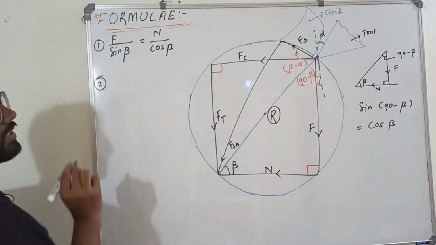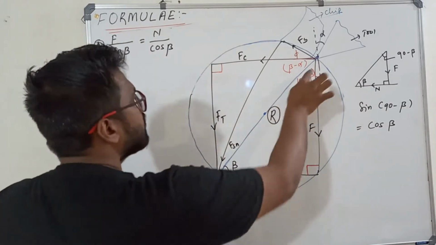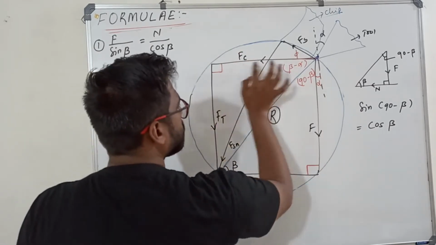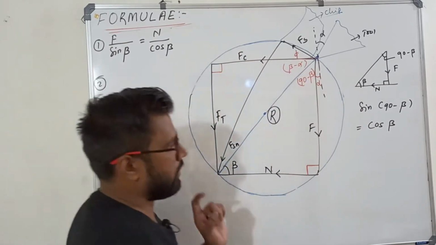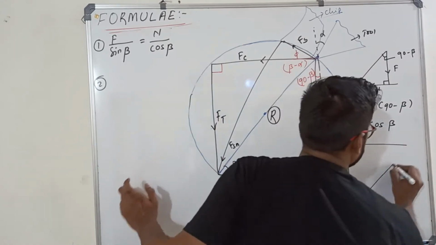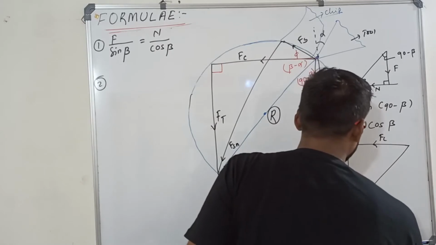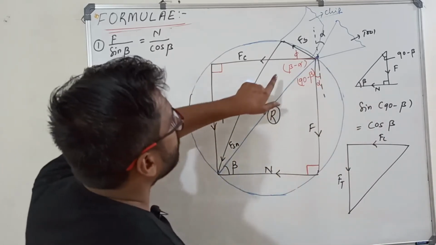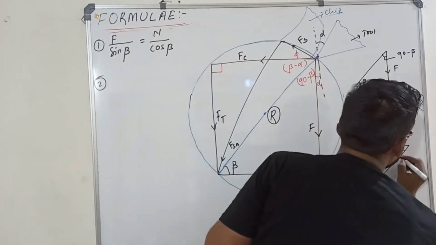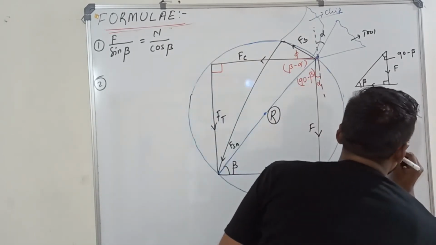Now we'll go for the second formula. Let us go for this triangle. Which triangle? Sir, the cutting force and the thrust force triangle. Very important. This is my cutting force Fc. This is my thrust force Ft. Now what is this angle? Sir, this angle is beta minus alpha. You have already written it.